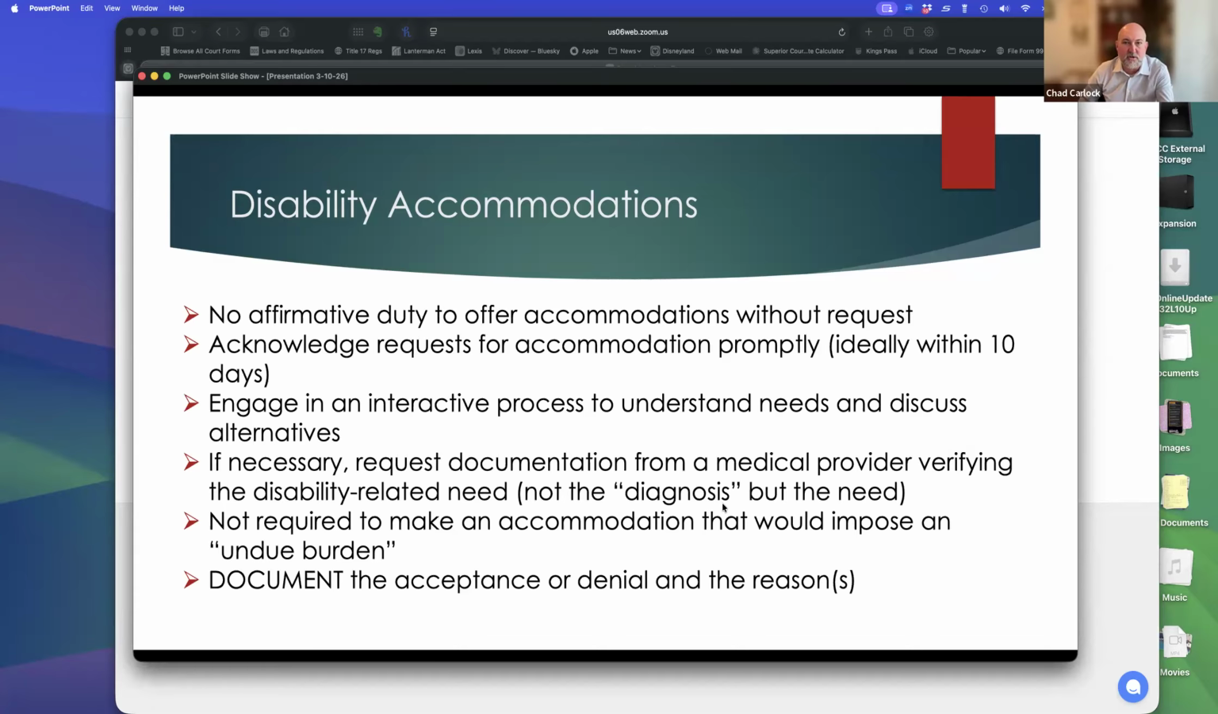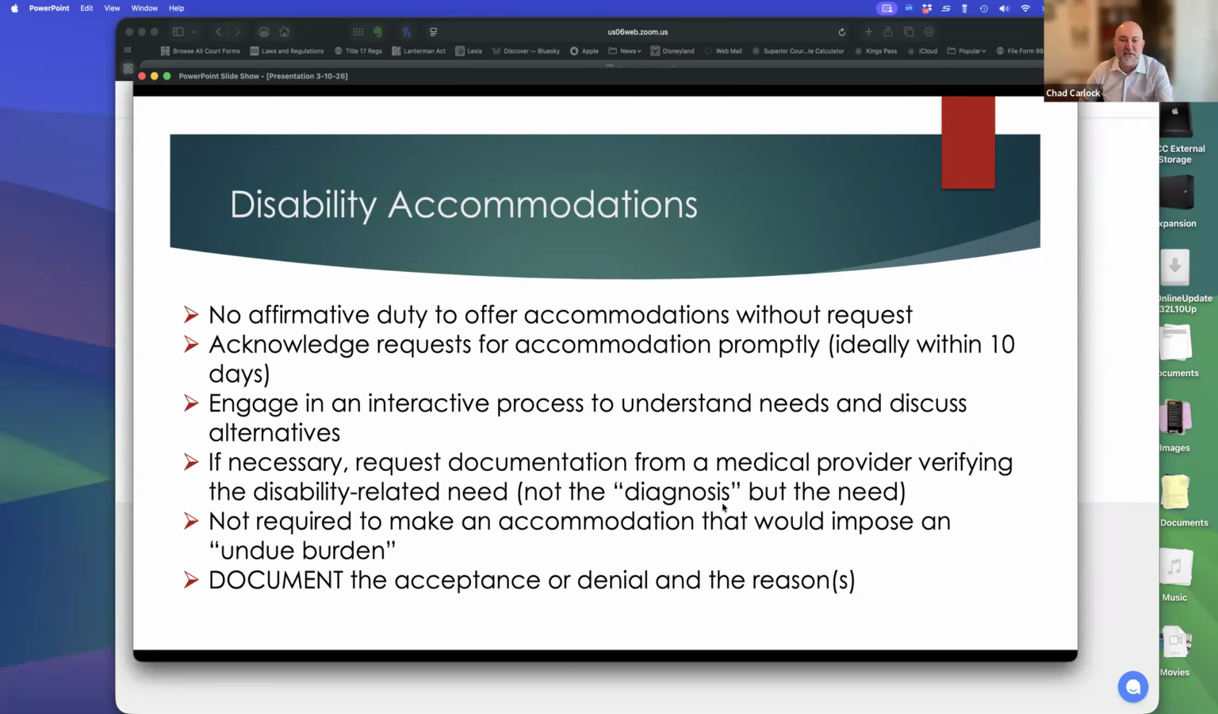Your obligation as the owner or manager is to engage in an interactive process to understand the needs that are underlying the request for the accommodation, and discuss maybe any potential alternatives. If there's something that they are asking for that for whatever reason you can't provide, or would be too expensive to provide, for example, is there another way that we can still meet this need, maybe a different accommodation that you propose as part of that interactive process?